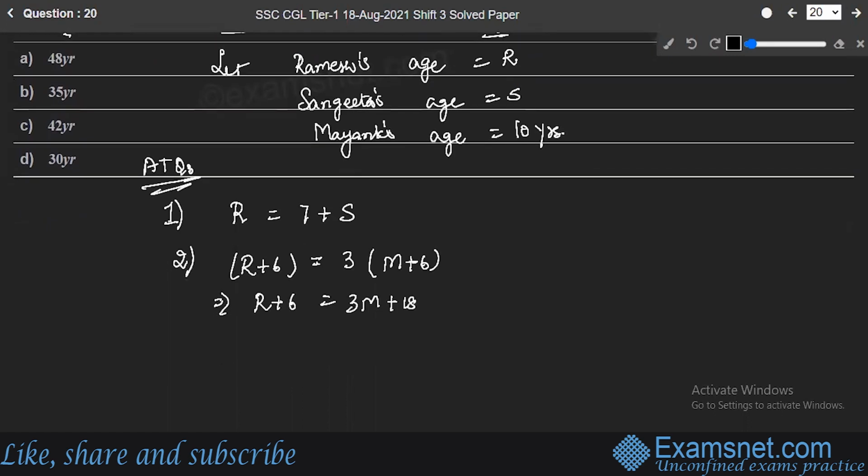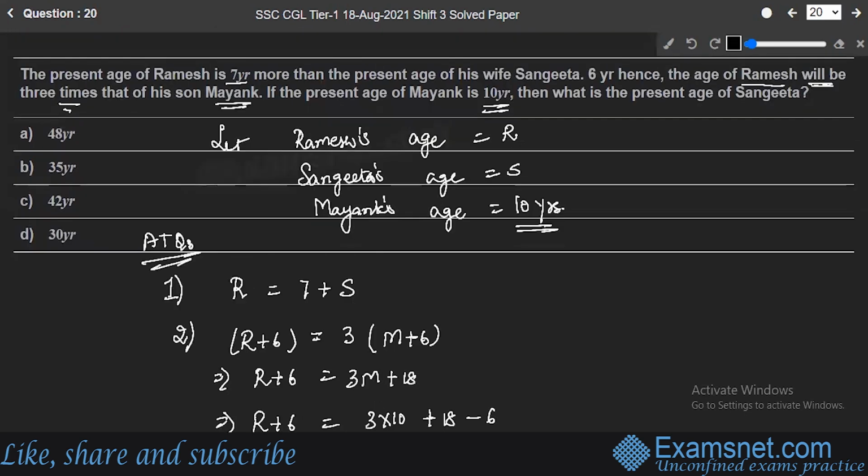This is Mayank's age, right? Mayank's age was 10 years. I'll fill this 10 years. R plus 6 is equal to 3 into 10 plus 18, so R is 3 into 10 plus 18 minus 6. That means 30 plus 12, which is equal to 42 years. That means the Ramesh age is equal to 42 years.